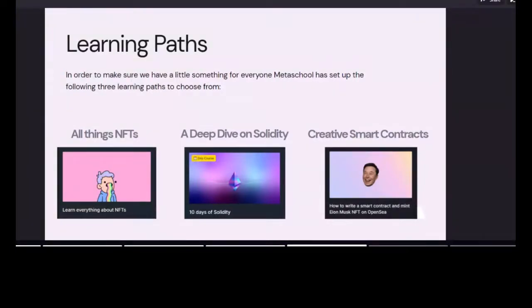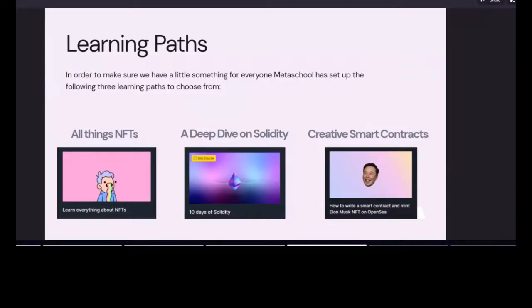And the third learning path is the creative smart contracts learning path. Here, again, we're focusing on trying to create different projects. One very famous one is to create your own Elon Musk NFT, which you can again sell on OpenSea. But the process of creating different smart contracts and having applications in the real world is where the focus for all of this really comes from.